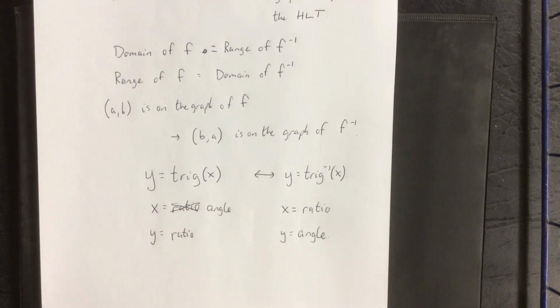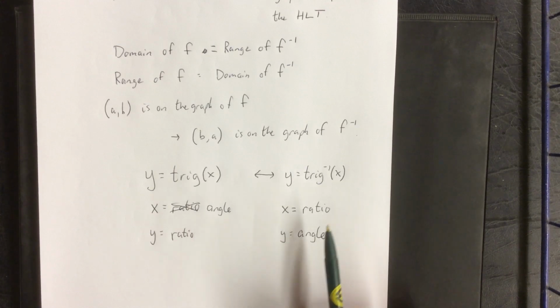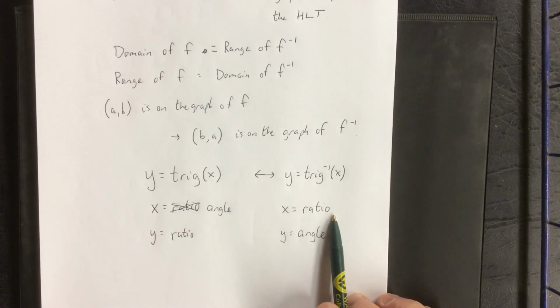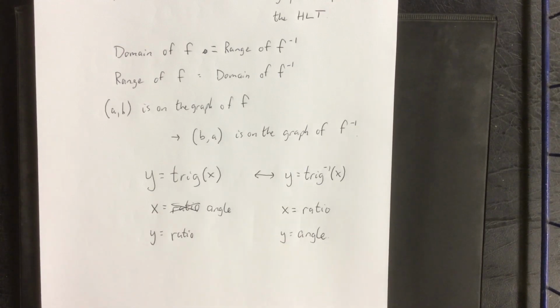However, because of the construction of the unit circle, there are many different angles that can produce a corresponding ratio. So how do we get around that? We will describe how we do so in the upcoming videos.